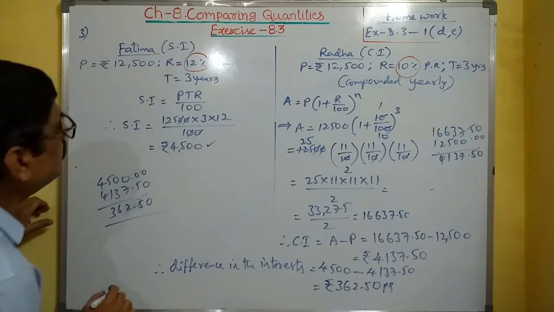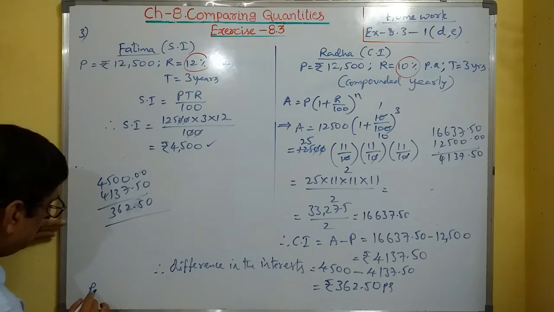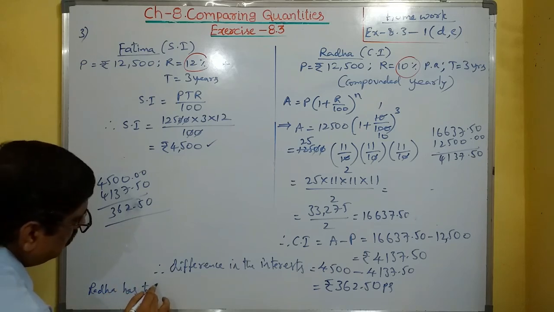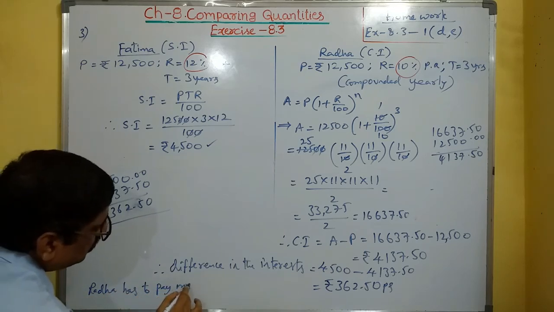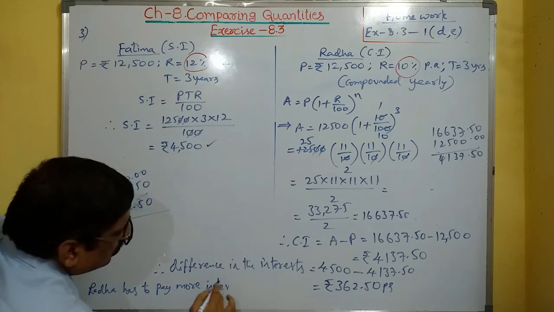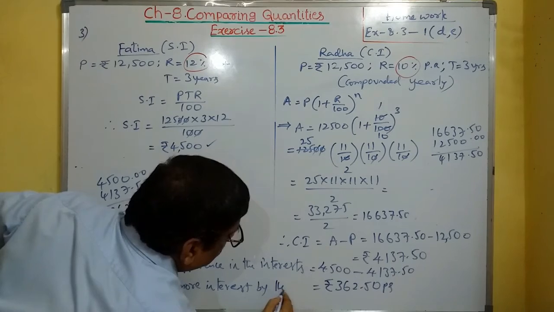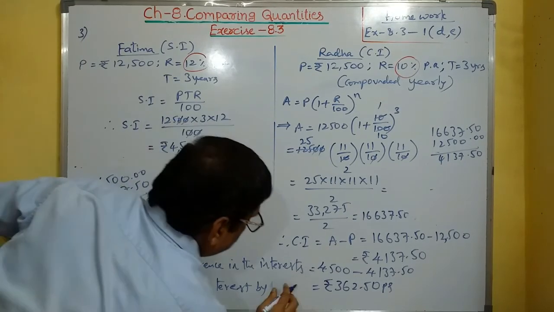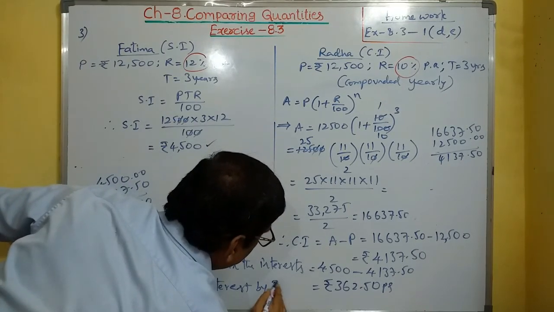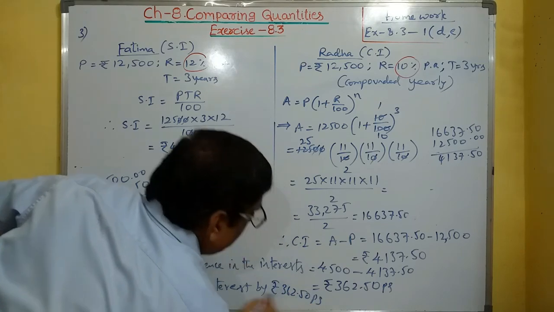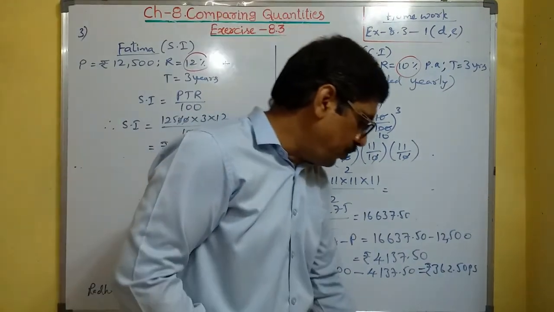So Fatima has to pay more interest by how much? Rupees 362 rupees 50 paise. This is the last sentence you should write. Please copy this problem also.